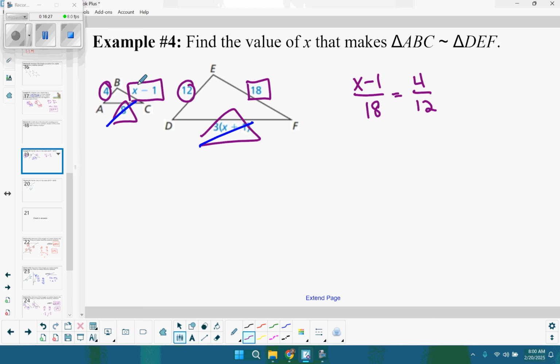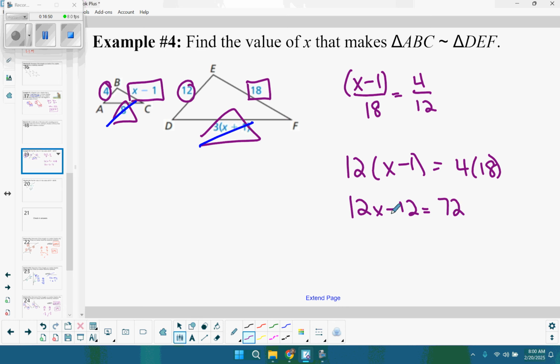We have to be careful. If I picked from triangle ABC first to put x minus 1 on top, then I have to pick the 4 first over 12 for the second fraction. Pop some parentheses around that, and let's cross multiply. 12 times x minus 1 will equal 4 times 18. So that's going to be 12x minus 12 equals 72. Add 12, we get 12x equals 84. And when we divide 84 by 12, we get x is 7.